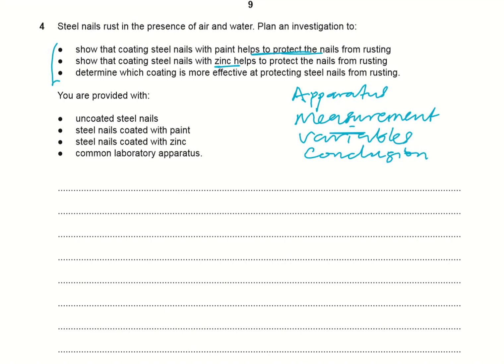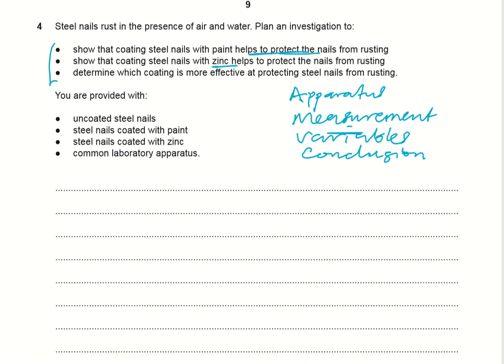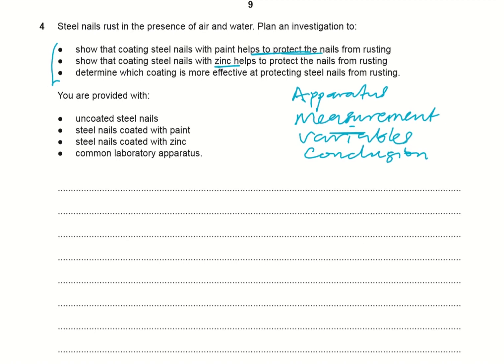So there are two things you are finding out here. You are finding out which of these two methods of preventing rusting is the best, that is painting and galvanizing, which is coating with zinc. Then you want to determine which is the best, and of course you also want to show that each of these actually protects the nails from rusting. So a typical plan will look like this.